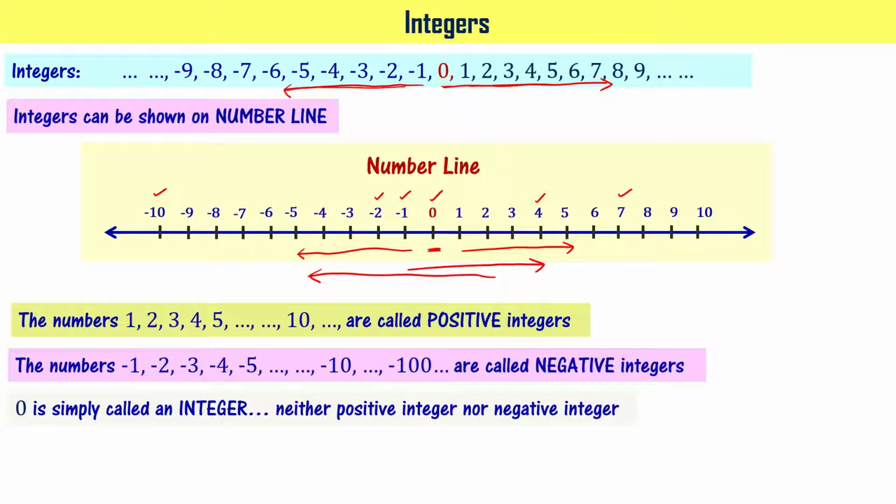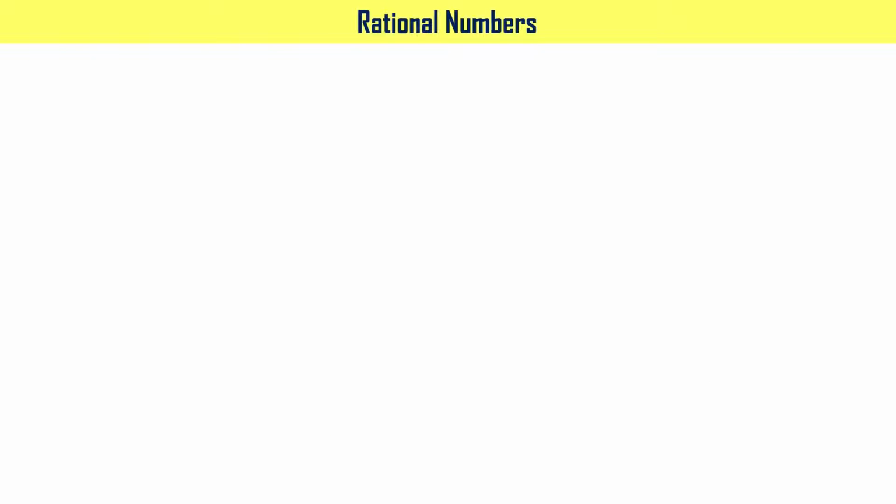As you move right on the number line, you get bigger and bigger numbers. As you move left on the number line, you see smaller and smaller numbers, right? Now let's look at rational numbers.